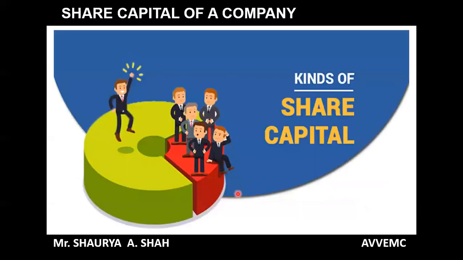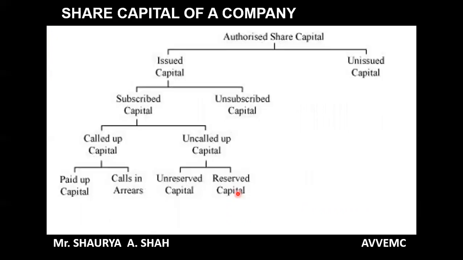We had seen the various kinds of share capital, the entire family of authorized capital. Authorized capital, and again we can say two children, issued capital and unissued capital. Issued capital, again in your family tree, is subscribed capital and unsubscribed capital. In subscribed capital we saw called up, uncalled up. Again we saw paid up, calls in arrears, unreserved and reserved capital, right? Again we saw the concept of capital reserve also.